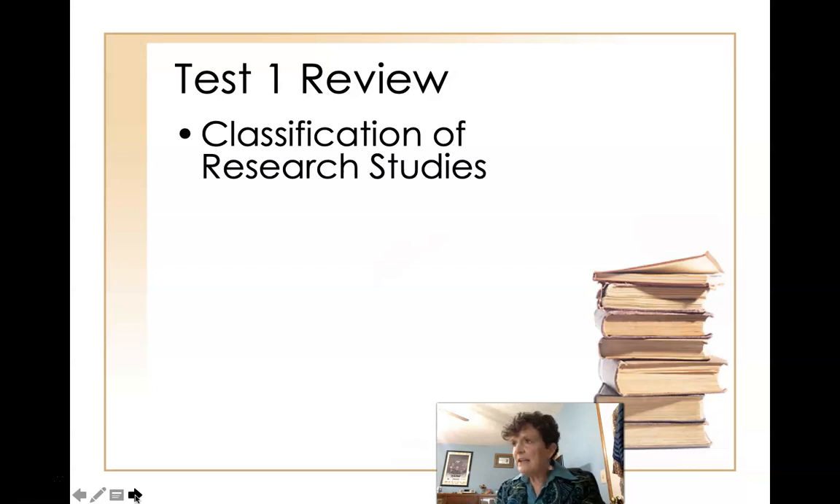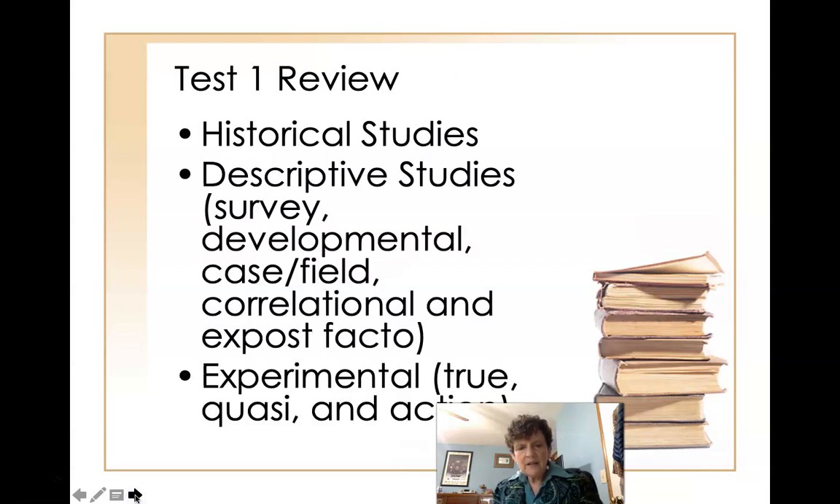We have 3 main classifications that we use here in our field of study. The first one is historical, and that's looking at something that happened in the past and reviewing that. The second is descriptive, which covers surveys, developmental cases, field correlational, and ex post facto, which is after the fact. And then experimental, and they have true experimental, quasi-experimental, and action experimental. Remember the first 2, historical and descriptive, have objectives or questions, and the last one has the hypotheses.